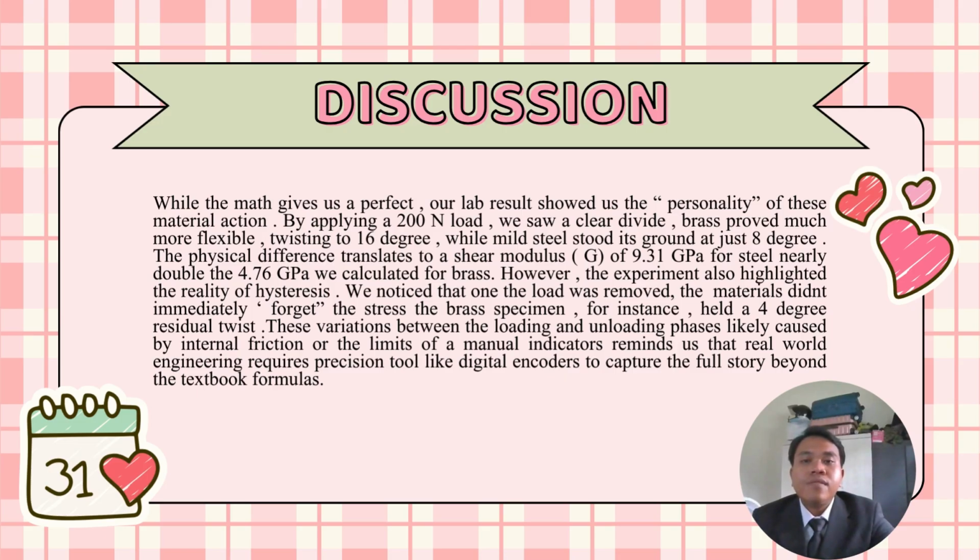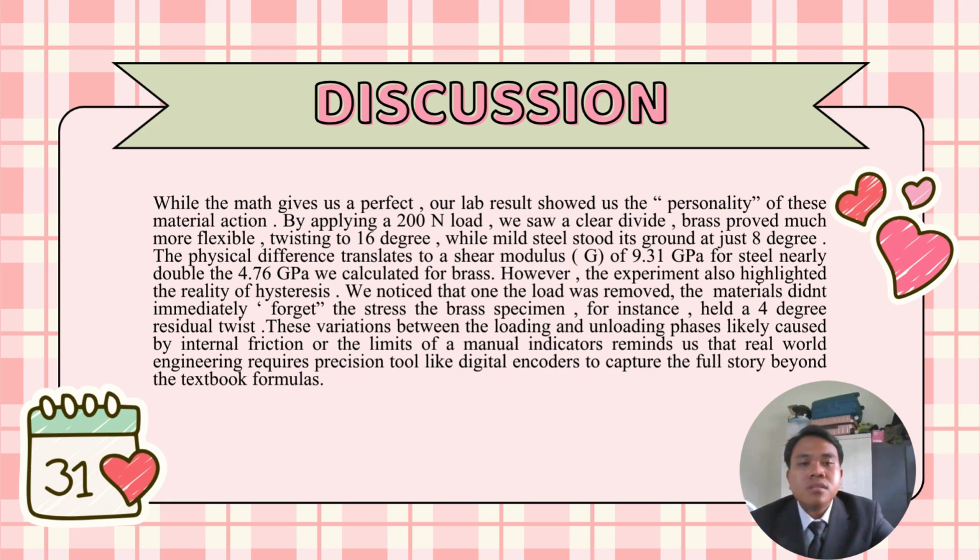While the math gives us a perfect baseline, our lab result revealed the true personality of this material in action. By applying a 200 Newton load, we saw a clear divide. Brass proved much more flexible, twisting to 16 degrees, while my steel stood its ground at just 8 degrees. This physical difference translates to a shear modulus of 9.31 gigapascal for steel, nearly double the 4.76 gigapascal we calculated for brass. However, the experiment also highlights the reality of hysteresis.